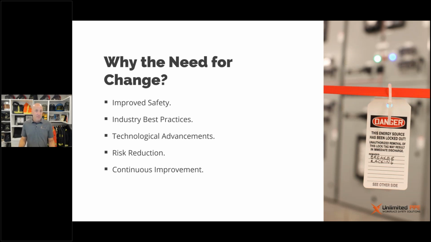Now, why the need for change? I mentioned it is an aggressive revision cycle, and there are some reasons for it with the alignment to the Canadian Electrical Code and 70E. But beyond that, this revision cycle every 3 years does allow for improved safety, and allows us to capture industry best practices, technological advancements, risk reduction, and continuous improvement.